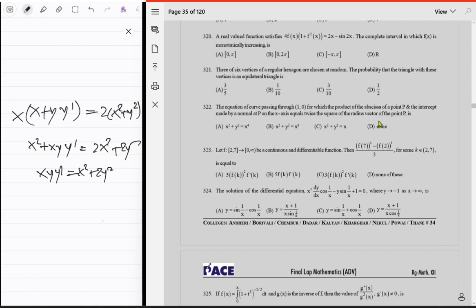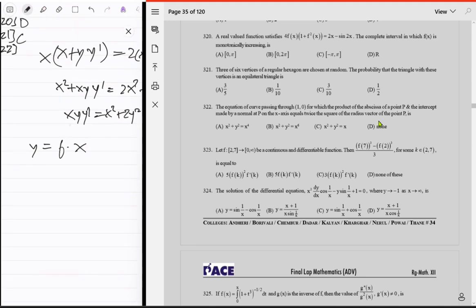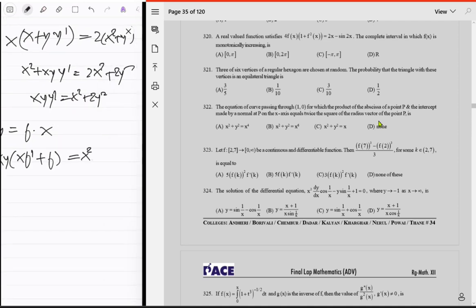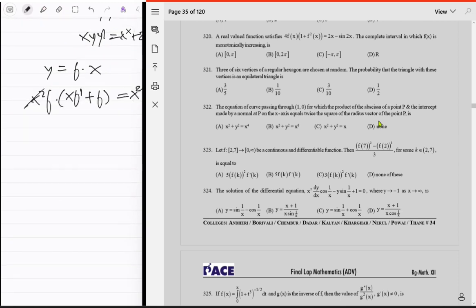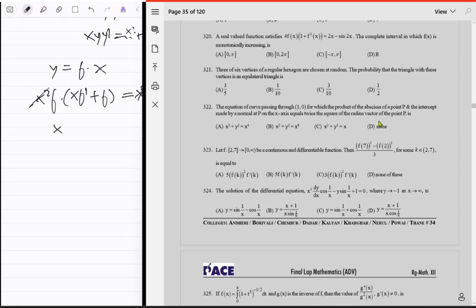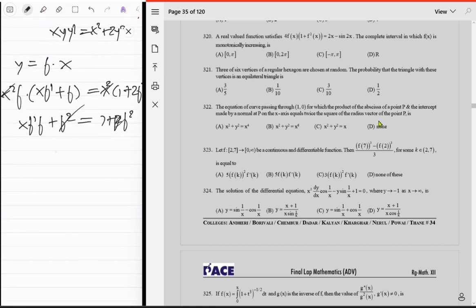First of all it's homogeneous, so we can say y is equal to f times x. So what will this become? x times (x f dash plus f) is equal to x square plus this thing, so that's x square times (1 plus 2f squared), I guess. And here we get x square times f, so x square goes away everywhere. What you get is x f dash plus f is equal to 1 plus 2f squared, hmm, actually x f dash f plus f squared is equal to 1 plus 2f squared. So one f square goes away, and x f dash f is equal to 1 plus f squared.